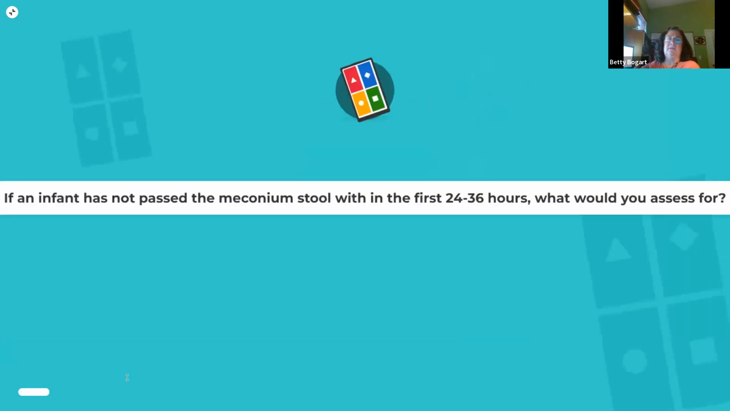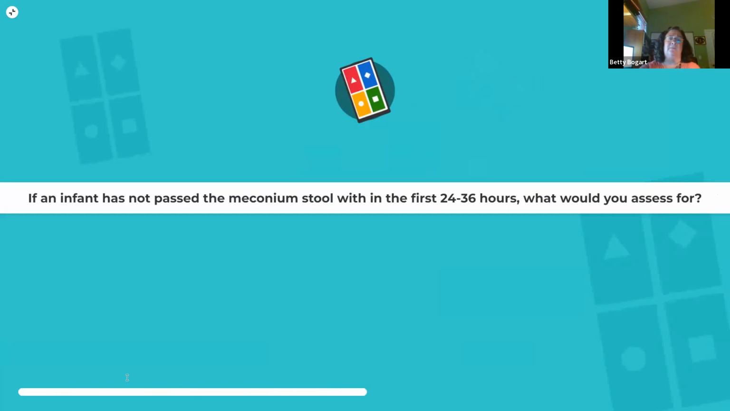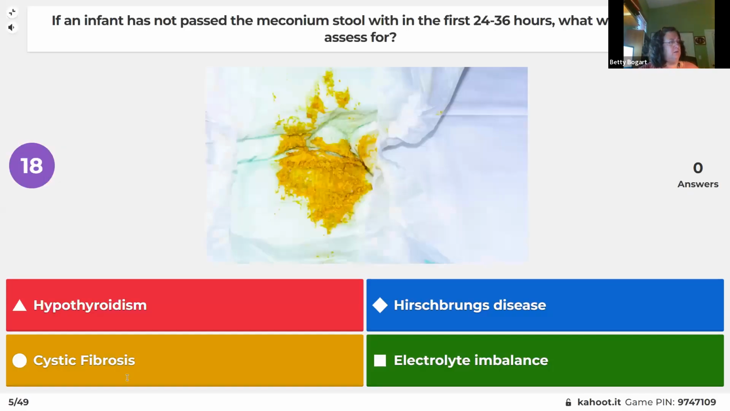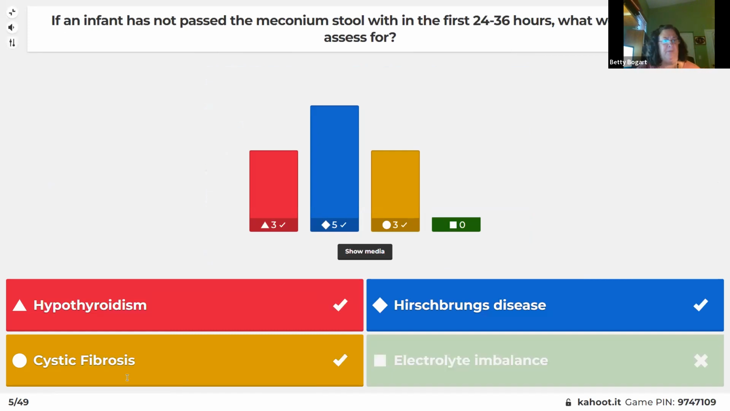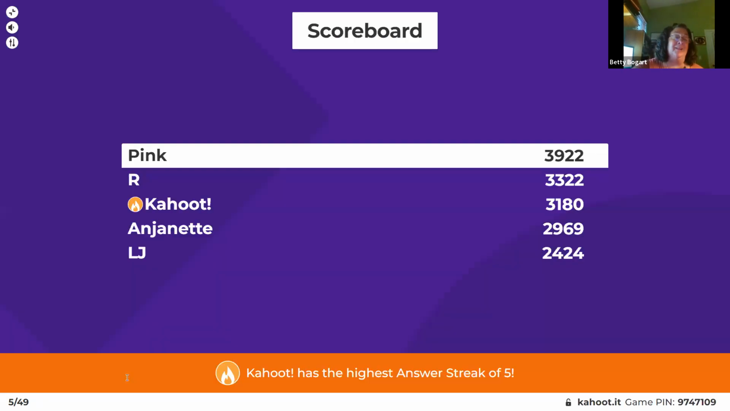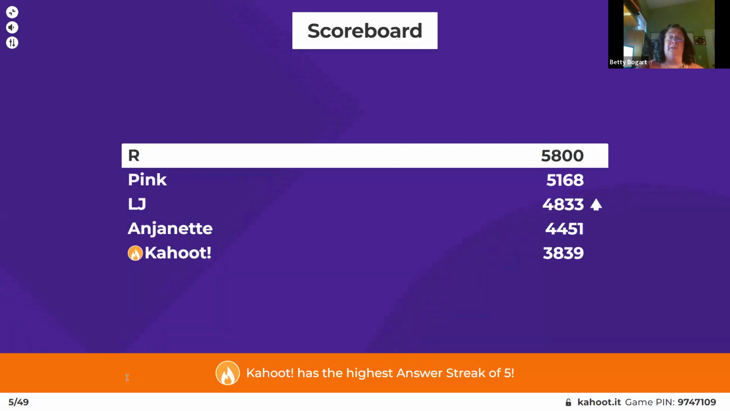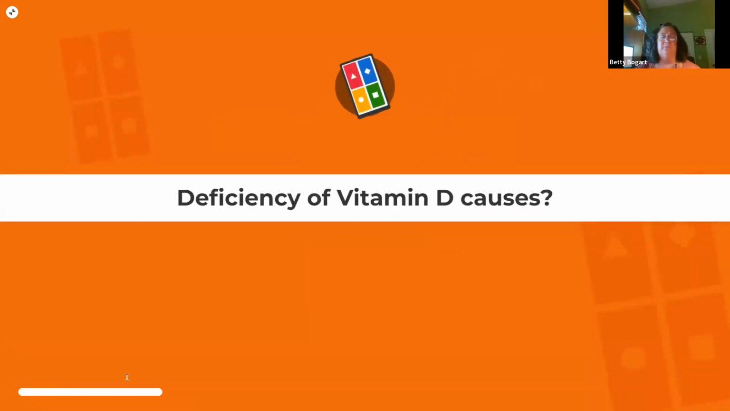A multi-select. If an infant has not passed the meconium stool within the first 24 to 36 hours, what would you assess for? Hypothyroidism, cystic fibrosis, Hirschsprung's. Yes, very good. And sometimes that's the way they find the hypothyroidism. And we know that they need those hormones or they're not going to be normal.